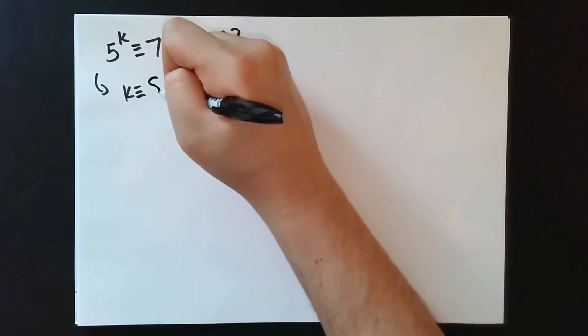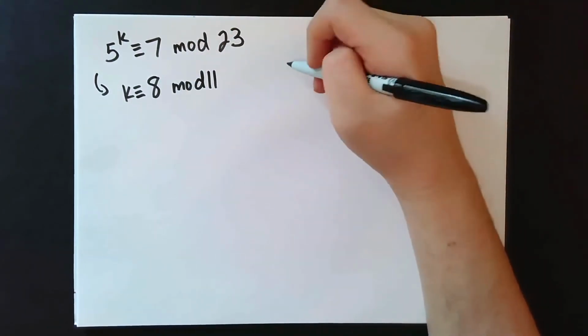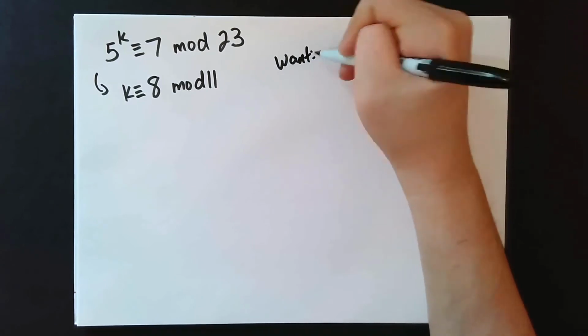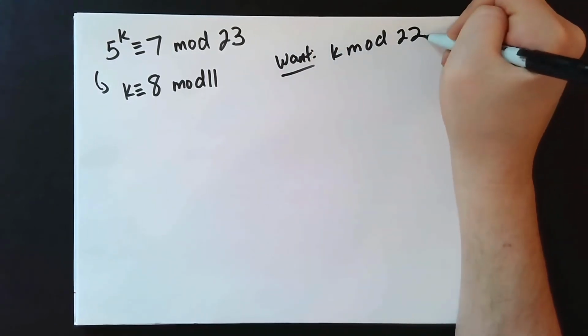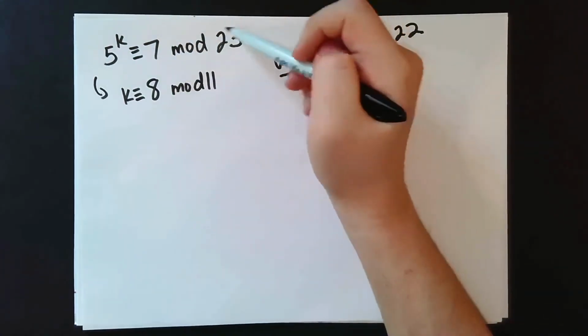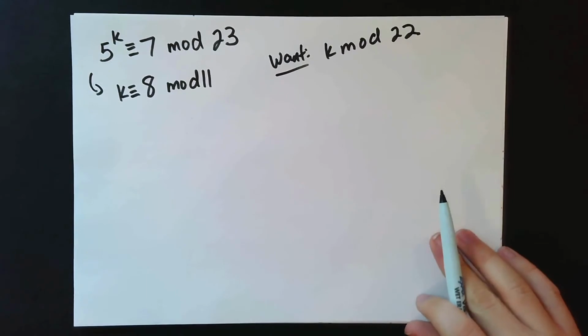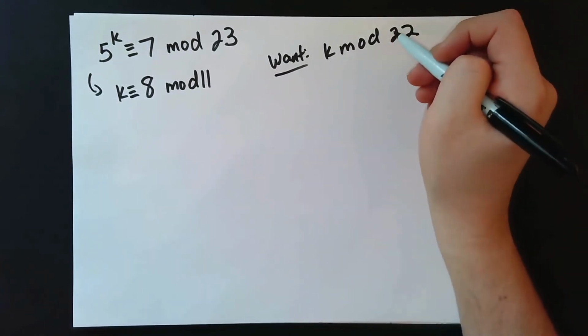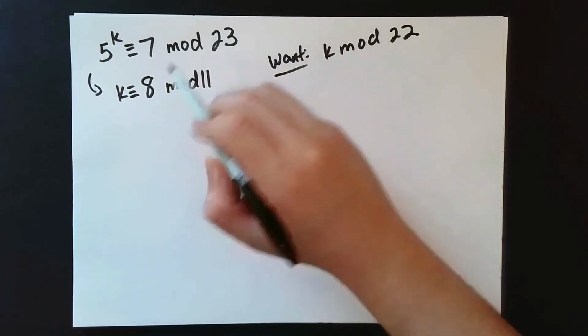Namely, I have learned that k is 8 mod 11. But we actually want k mod 22. I remember exponents mod 23 work themselves mod 22. And so what are the possibilities mod 22 for a number that's 8 mod 11?